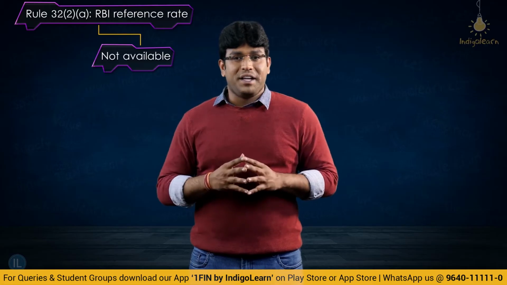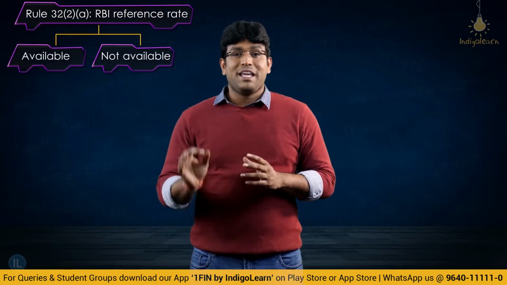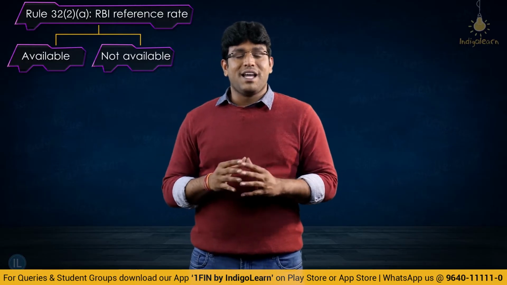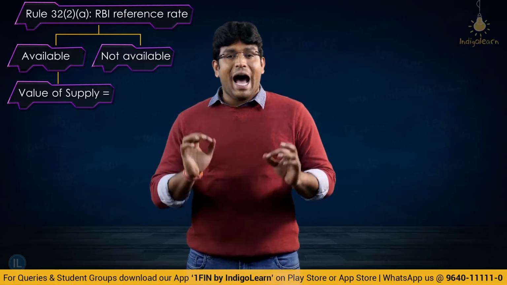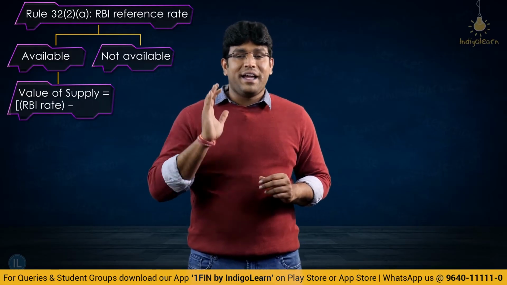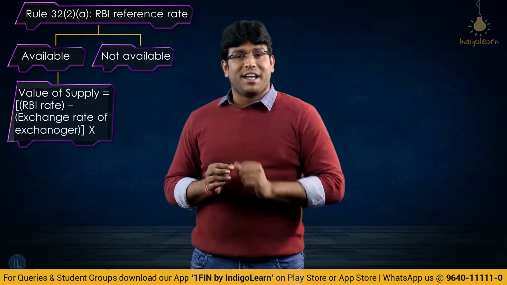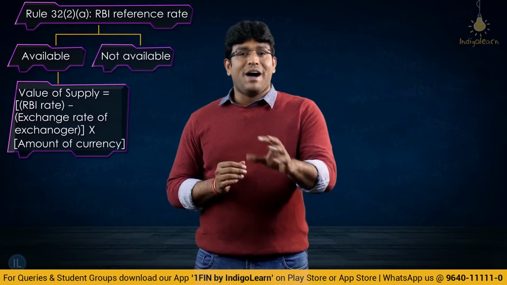What is happening? The exchange rate keeps on fluctuating. Now, there are two interesting points here. Point number one, if RBI reference rate is available, then in that case what they have specified is that value of supply will be the difference between RBI rate minus the rate at which the money exchanger exchanges the currency, into the amount of currency. That becomes the value of supply.